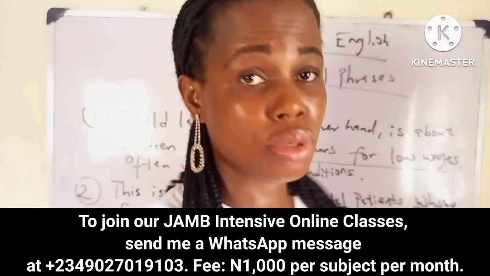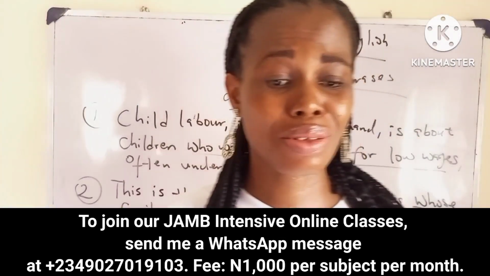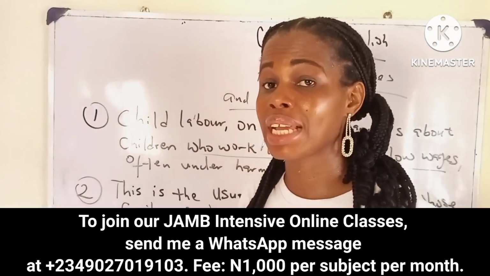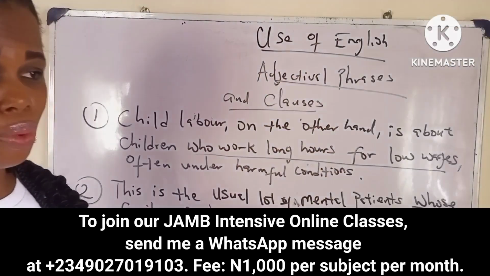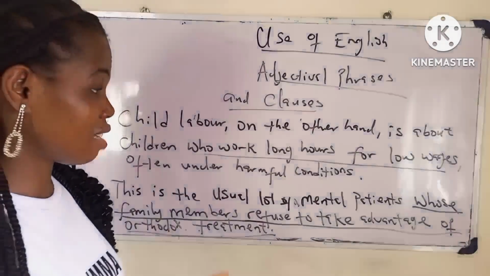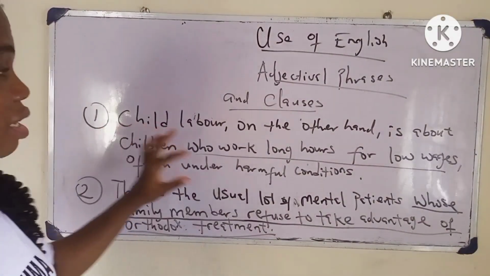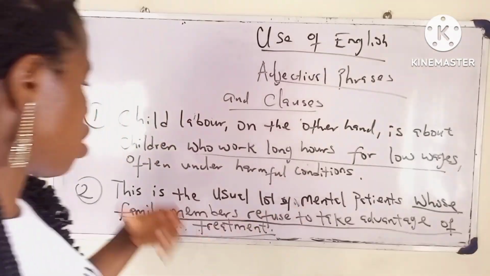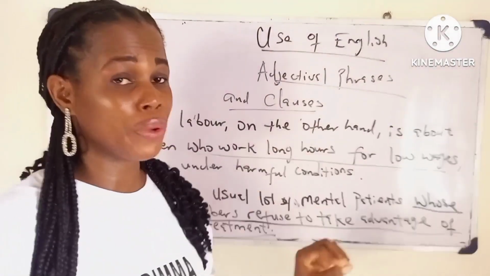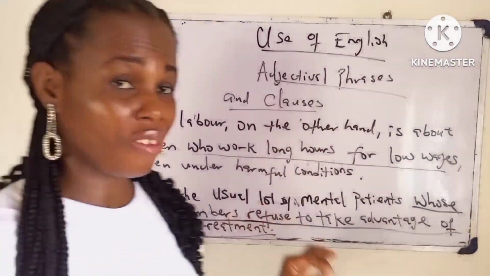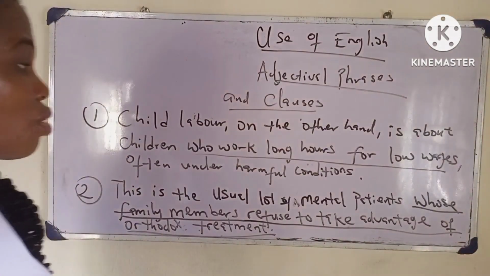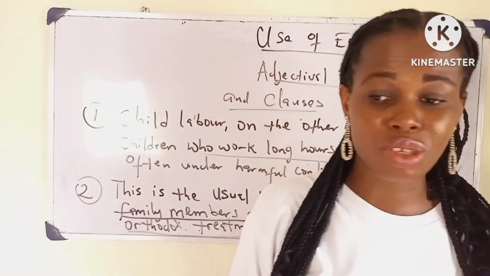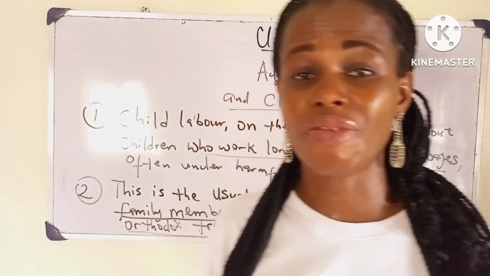Now we have these two examples, but there are still more in the past questions, very much more. There are always a lot of questions on adjectival phrases and clauses in the past questions to help you understand how to identify them very easily. Child labor, on the other hand, is about children who work long hours for low wages, often under harmful conditions. Now we have to identify the grammatical name and function of the underlined words. The first thing we are going to do is to check if the underlined words is a phrase or a clause.